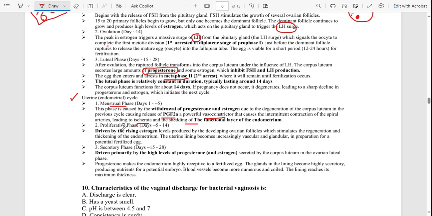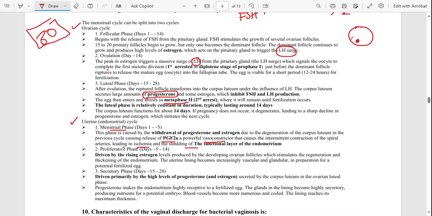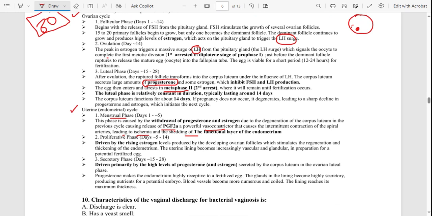And then the next phase is going to be the proliferative phase, which is between day 5 to day 14. So the wall of the uterus will start regaining, because at this point estrogen is rising again, and this is corresponding to the follicular phase where estrogen is rising again.